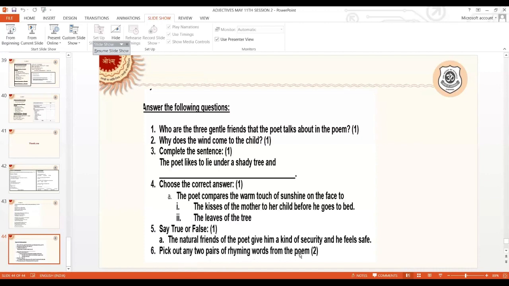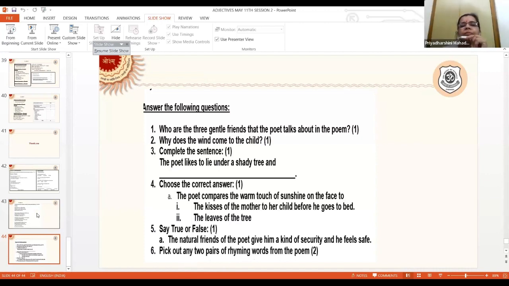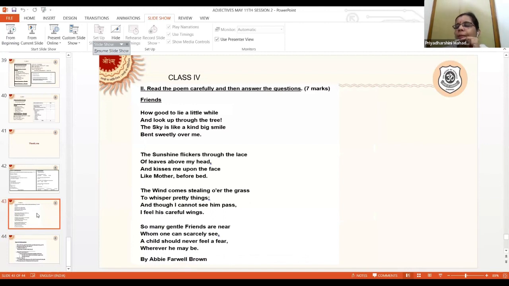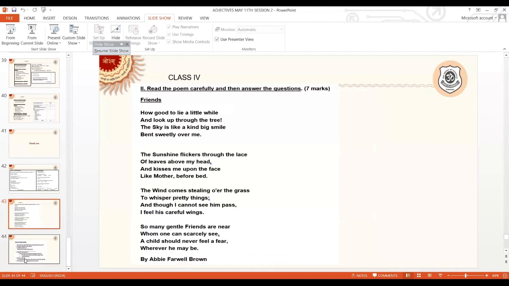Pick out any two pairs of rhyming words from the poem. Smile, while. Place, face. Grass, pass. Near, here. See, be. Bed. Okay. Things, wings. Yes, excellent. Farewell, song. Okay, I will stop sharing this.